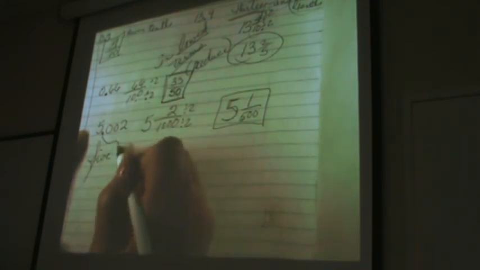Okay, if you were going to write this in words, you would say 5 and, where the decimal is is where you put "and," 2 thousandths. Thousandths with a T-H-S. That would be writing it into words.